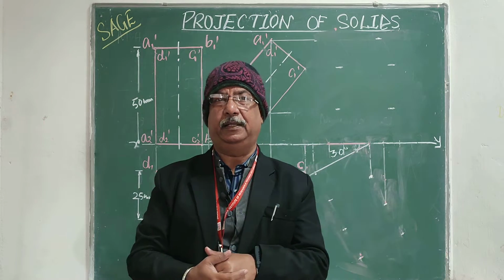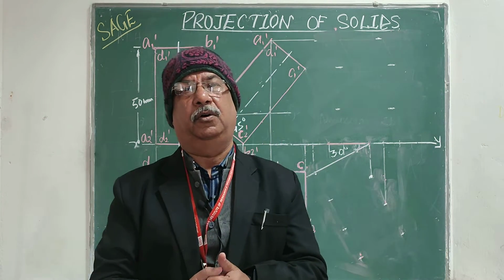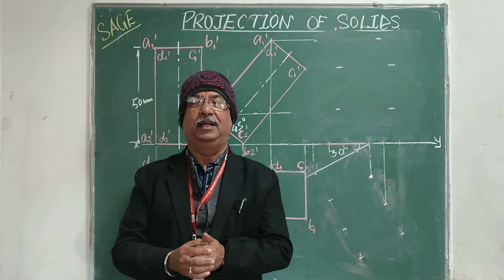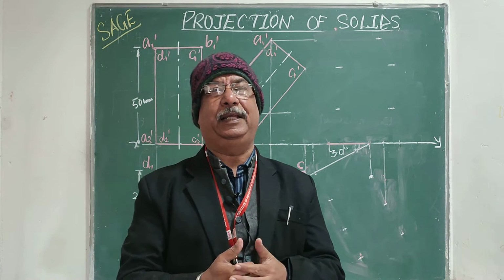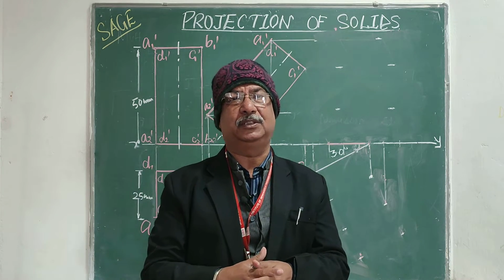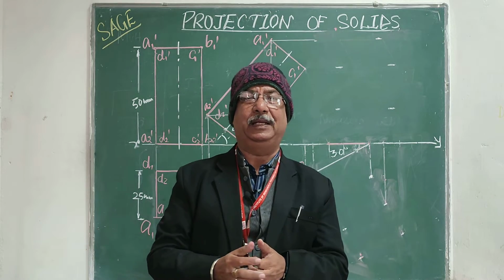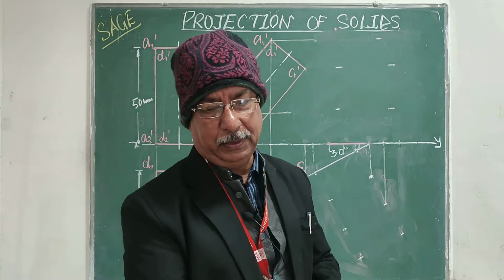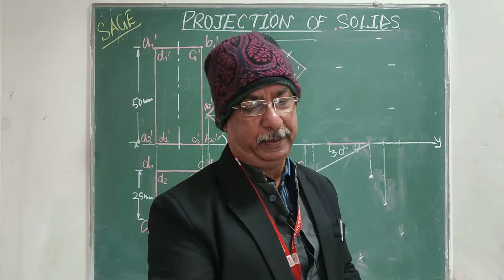If you remember, earlier we discussed the solid in the simple position, or the position when the axis is perpendicular to one of the reference planes, and also when we make the axis inclined to one plane and keep it parallel to the other plane. Those problems we solved in two steps, initially keeping the solid in the simple position and later on making its axis inclined to the other plane. Today I am taking a problem of the solid with axis inclined to both the reference planes.